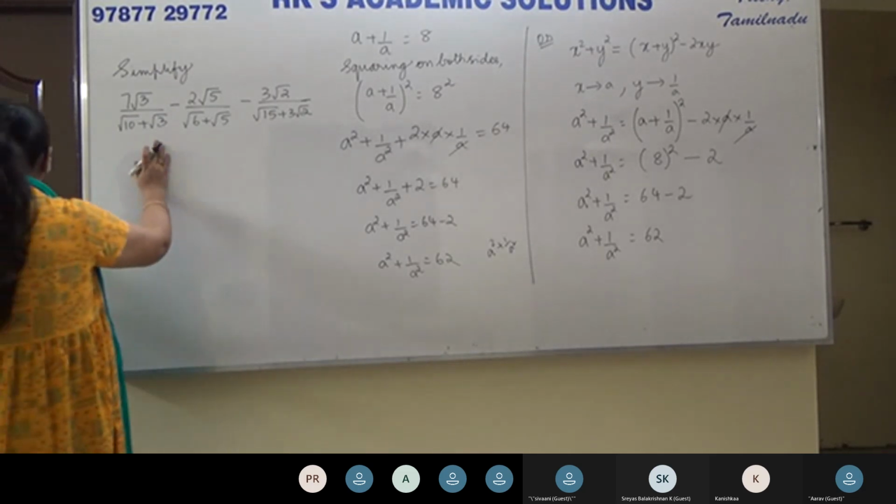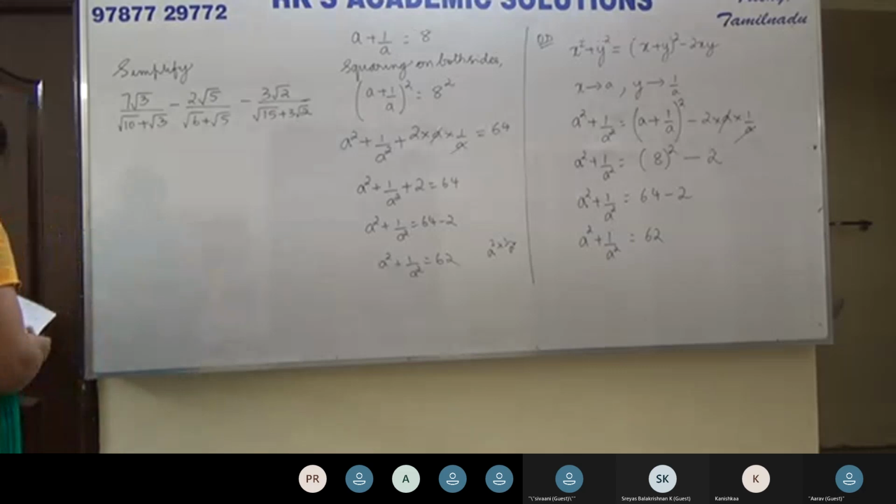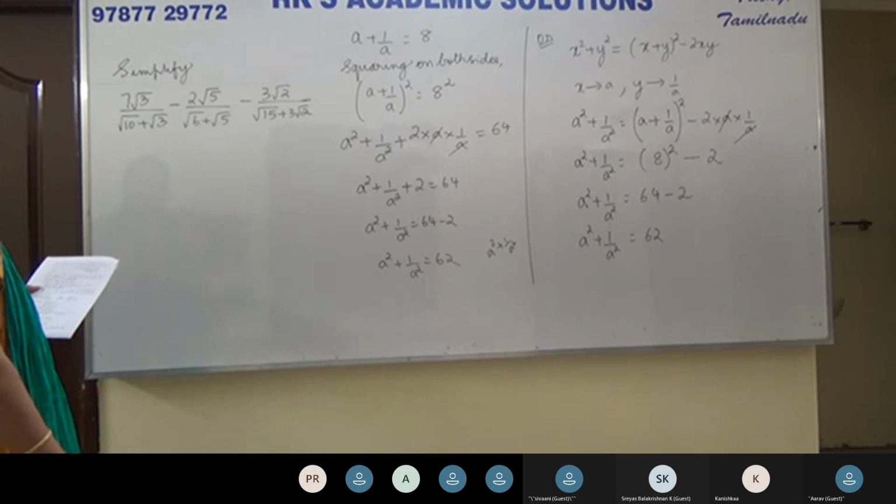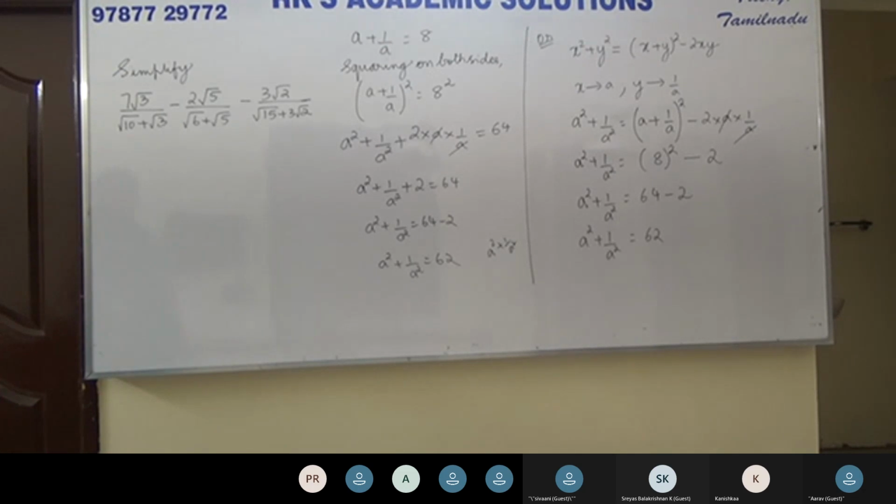Yes, children, try this for yourself. Simplify 7 root 3 by root 10 plus root 3 minus 2 root 5 by root 6 plus root 5 minus 3 root 2 by root 15 plus 3 root 2.